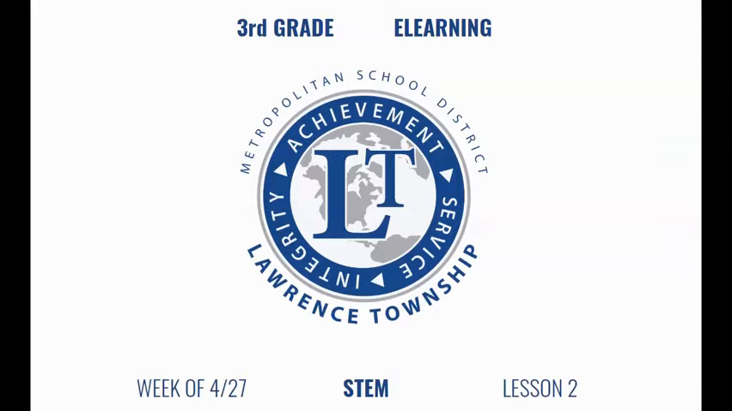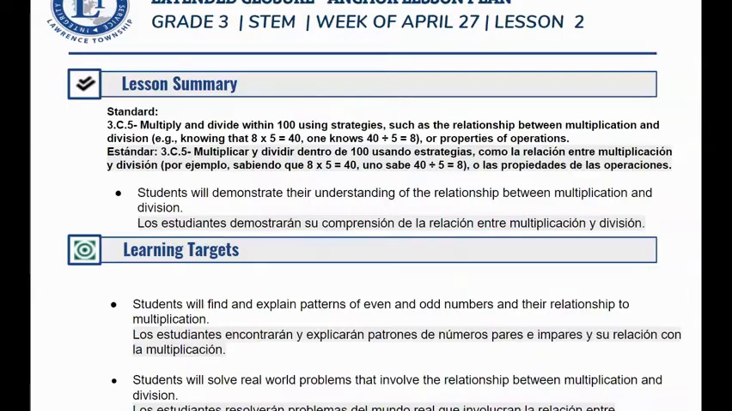This video was created for 3rd grade during the week of April 27th. Our focus will be STEM Lesson 2. In this lesson, students will demonstrate their understanding of the relationship between multiplication and division. The learning targets are: students will find and explain patterns of even and odd numbers and their relationship to multiplication. Students will solve real-world problems that involve the relationship between multiplication and division.